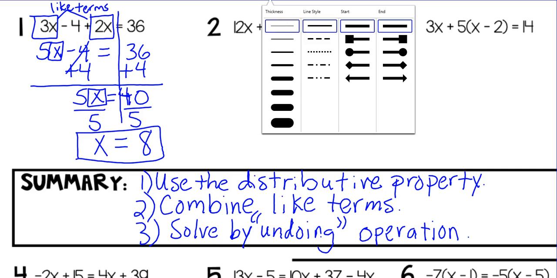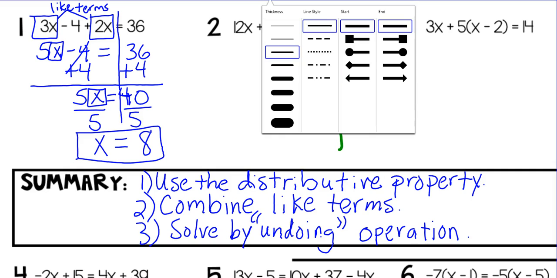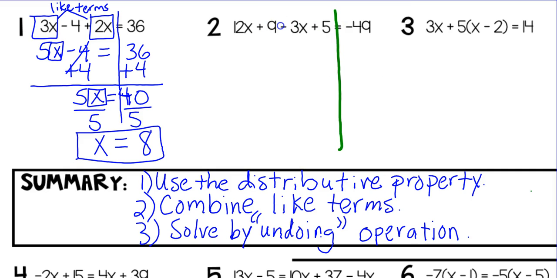Let's change our color. Let's go with green. So we're going to put our line down here. All right. So what's our first step? Do we have any parentheses? No. So what's our first step? Combine like terms. And you guys can just answer as a class. That's fine.